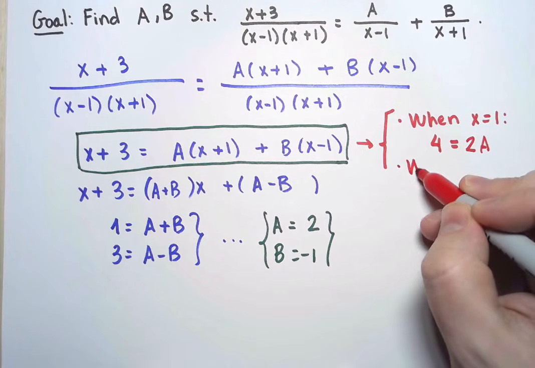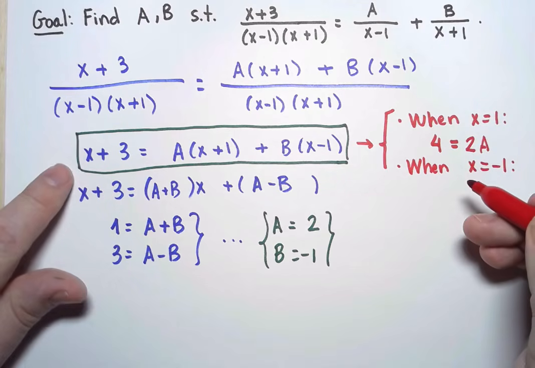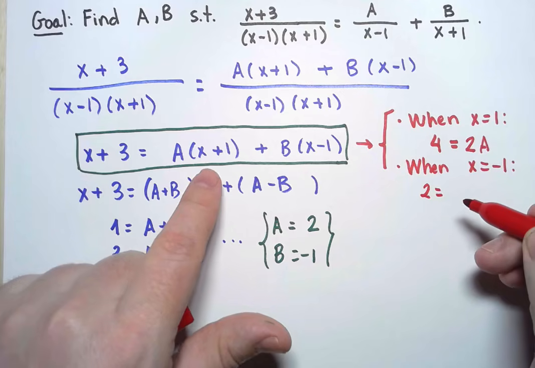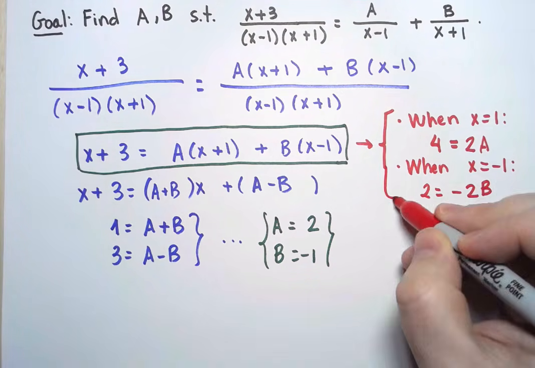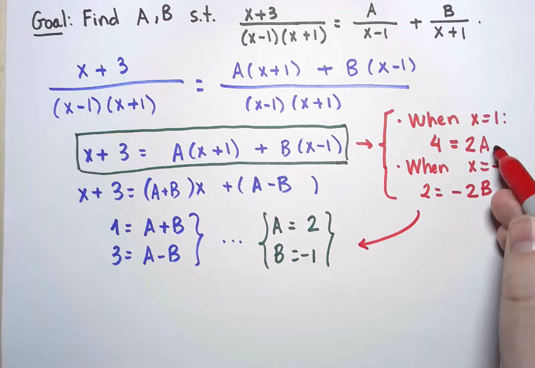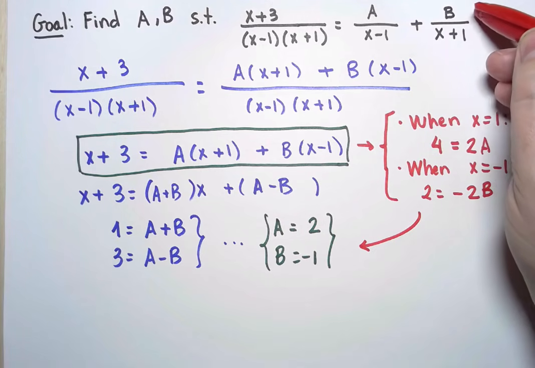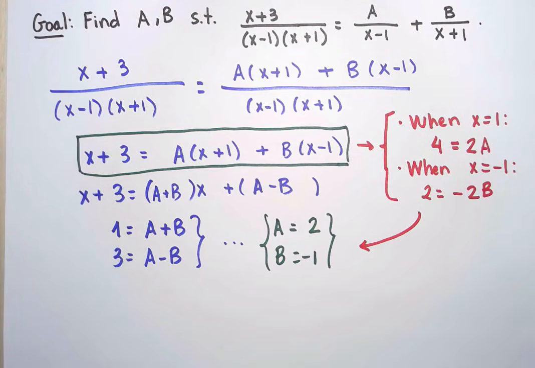And then the other useful value is when x equals minus 1. Because when x equals minus 1, on the left-hand side, I have minus 1 plus 3, which is 2. And here I have 0. And here I have minus 2b. And from here, I can immediately conclude that a is 2 and b is minus 1. So it's another way to do the algebra, same result. And again, we can verify that this works by plugging a equals 2 and b equals minus 1 here and see that this equality holds. So we're done with the algebra part. Let's go back and finish the integration.